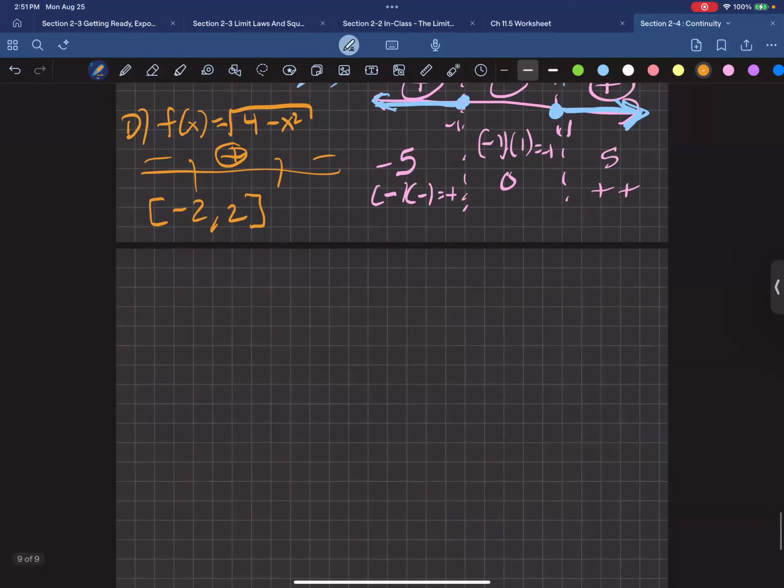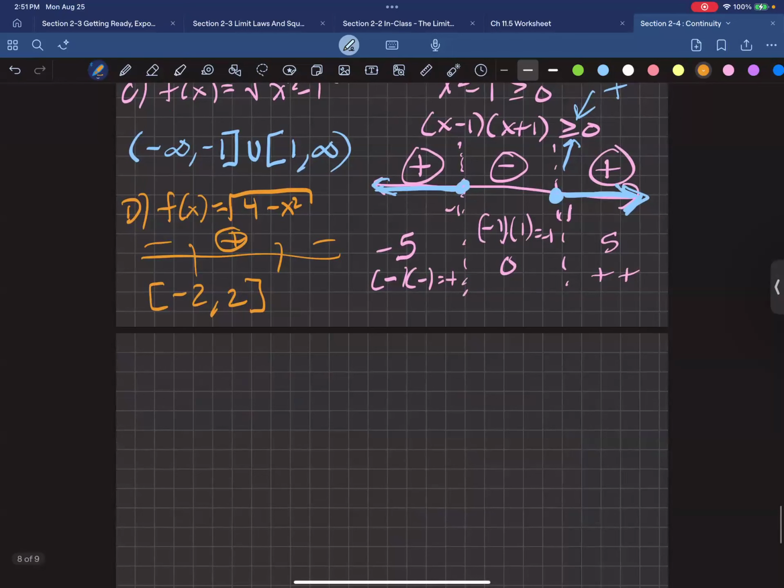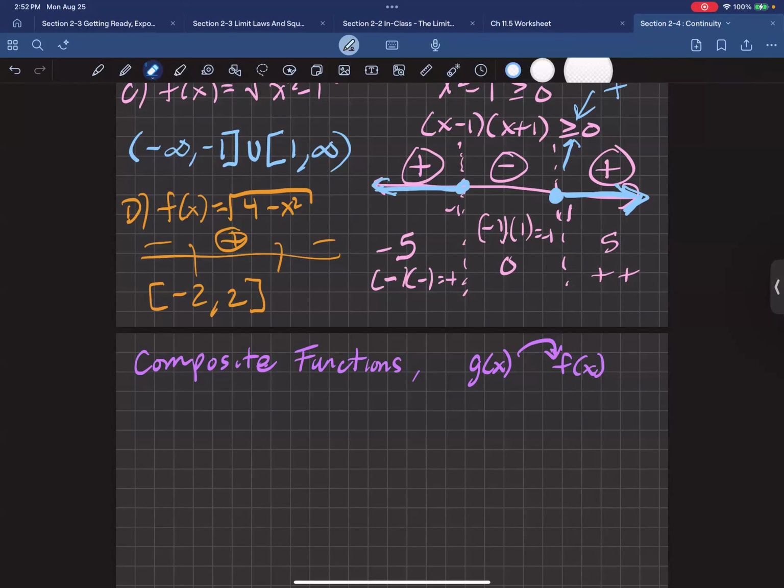Let's see, what else we got here? One more idea in this little section, continuity. And then I got to do the intermediate value theorem. It will be another video. Composite functions. This is where you stick one function inside another. If I take g of x and put it inside of f of x, like replacing that, it's written as f of g of x. That's a composite function.